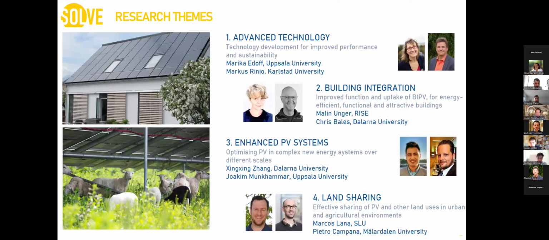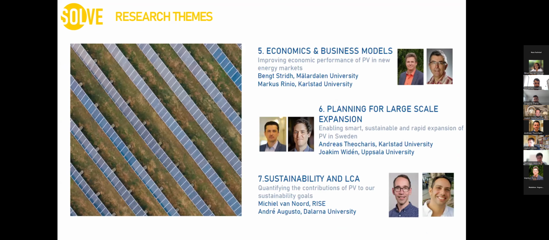Yeah, so these are a bit more details on the different research themes. I won't go into the details on everyone, but we can note here theme 3, which is represented here today, enhanced PV systems. So the goal here is to optimize the role of PV in new complex energy systems and on different spatial and temporal scales. So Xinxin and Joachim Munkhammar are leading this theme. And then we have theme 6, which is planning for large-scale expansion. So here we really try to find ways of making a smooth expansion of PV technology in Sweden.